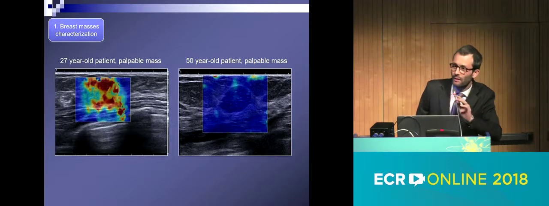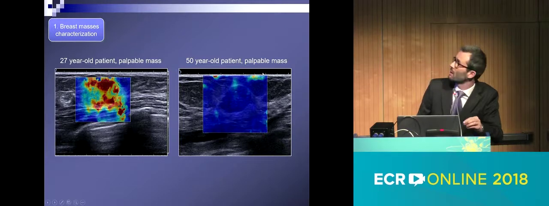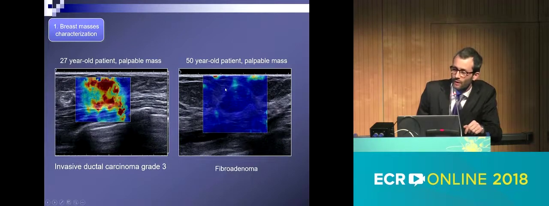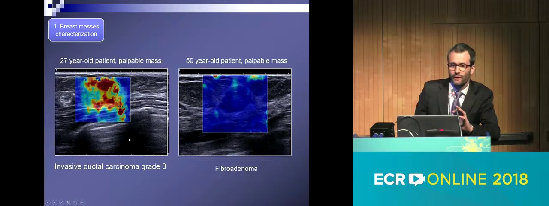And you can see that actually this one is very suspicious. It's very stiff, with a heterogeneous color pattern, and this one is very soft. So this one was finally invasive ductal grade 3, and this one was a fibroadenoma. What is interesting here is that this mass has been initially classified as a BI-RADS 3 lesion in another center. So here, elastography really allows you not to miss this very aggressive cancer.